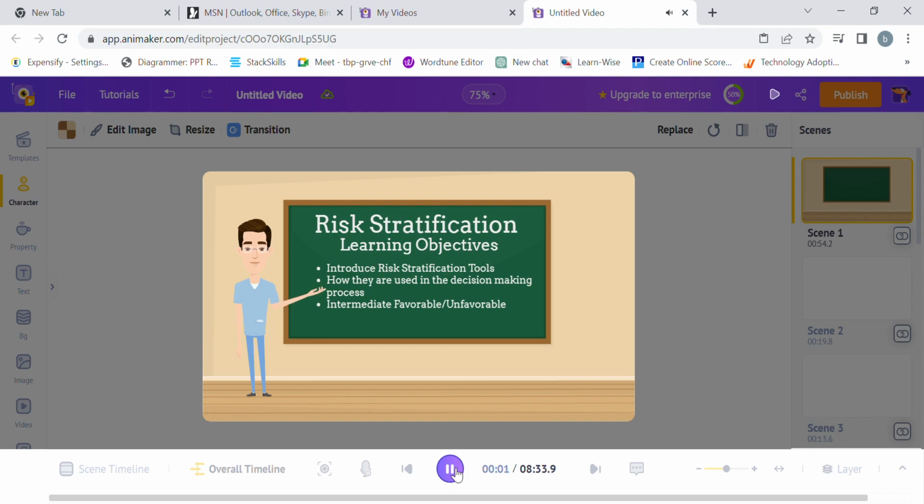Welcome to week 2 of our Prostate Cancer Awareness Month. Today, we will discuss the staging of prostate cancer and the various risk stratification tools that guide treatment decisions.